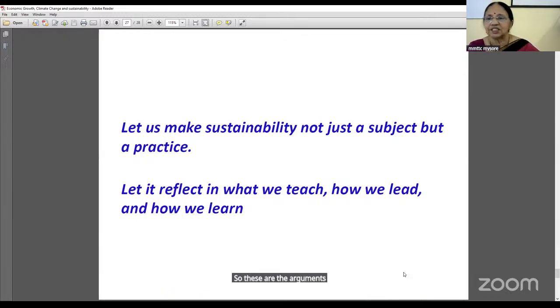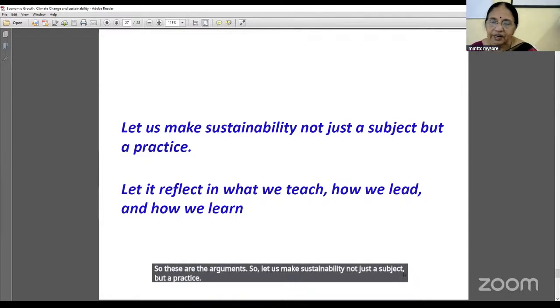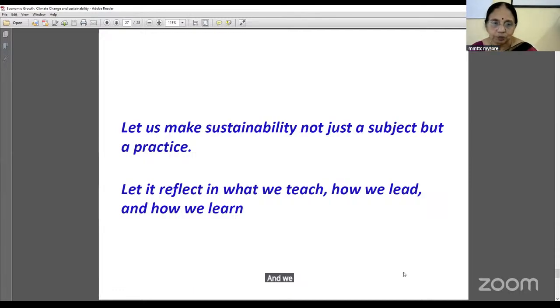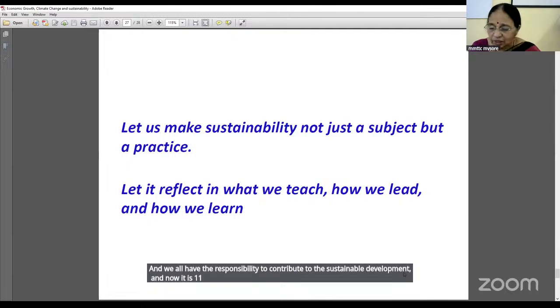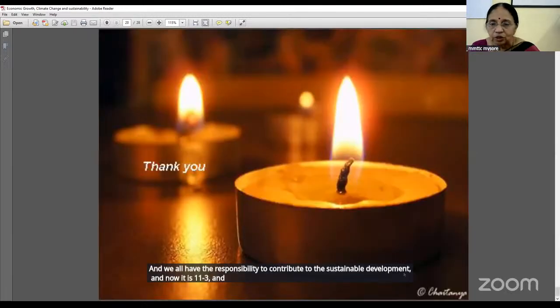So let us make sustainability not just a subject, but a practice. Let it reflect in what we teach, how we lead, and how we learn. I really like it because all of us are teachers and we all have the responsibility to contribute to sustainable development. And now it is 11:03, and I would like to close this.